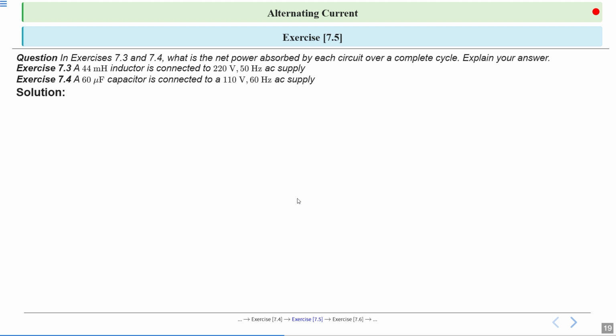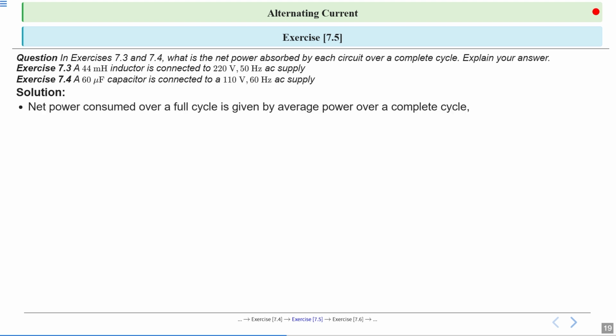Let's see the solution. So net power consumed over a full cycle is given by average power over a complete cycle, which is P dash equal to Vrms Irms cos phi. Okay, so this is the general expression for the average power. So we will see what is the power factor for a purely inductive circuit, purely capacitive circuit, or purely resistive circuit according to the question. Now in the question, in one case there is a purely inductive circuit, in the second case a purely capacitive circuit. So we'll modify this cos phi according to that.